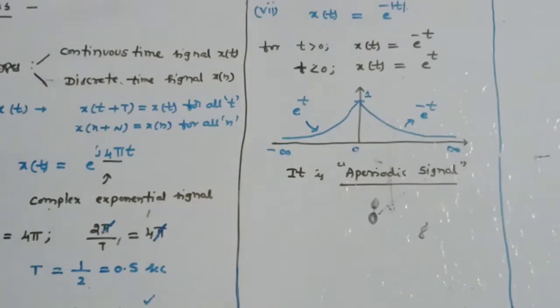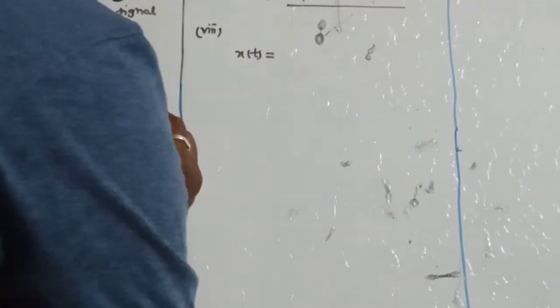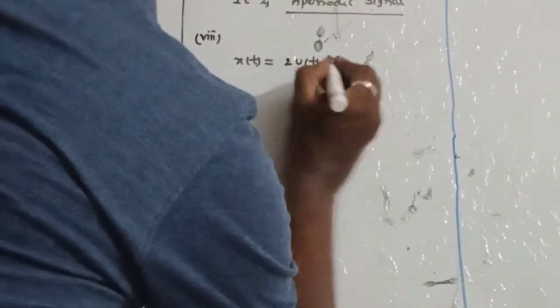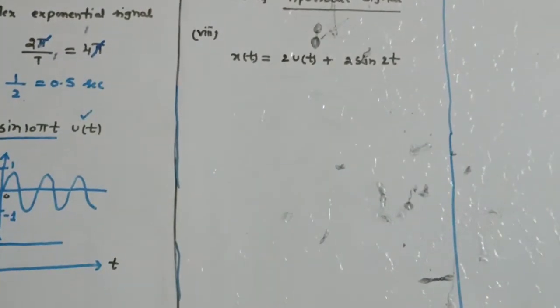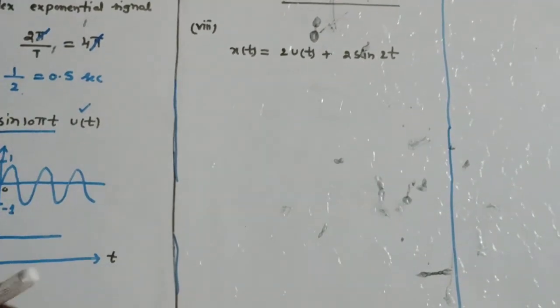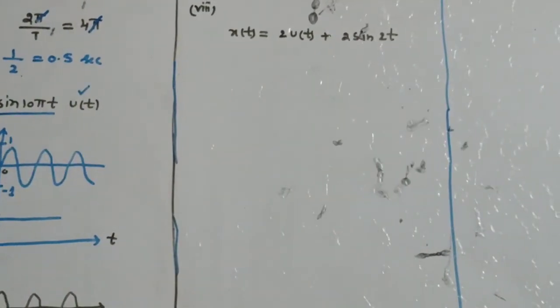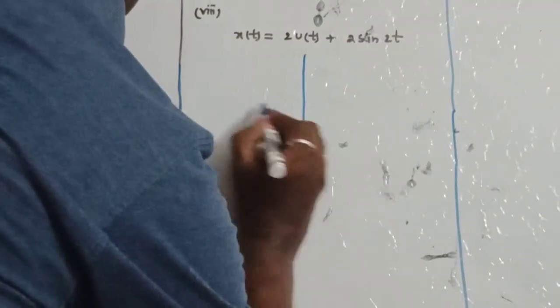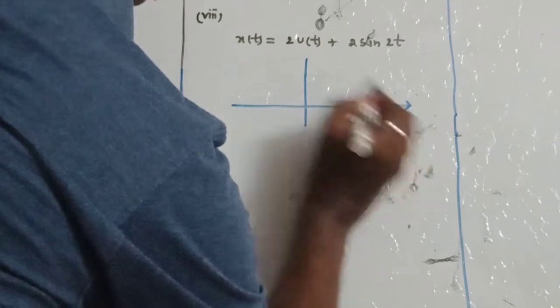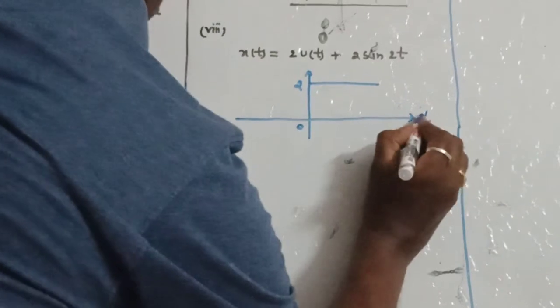So let us see the next problem, problem 8. X of t is equal to 2 into u of t plus 2 sine 2t. Let us see what this problem is. First draw 2 into u of t. As you know how to draw 2 into u of t, its amplitude is 2.